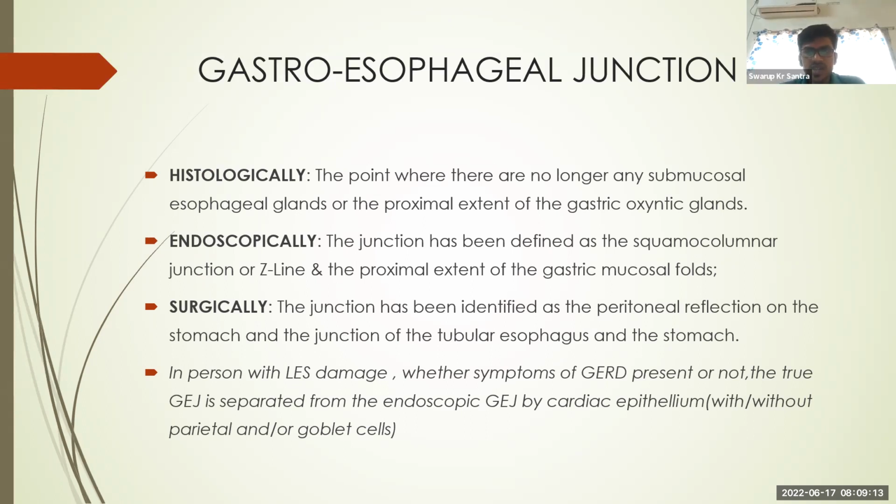Endoscopically, the junction has been defined as the squamocolumnar junction or Z line, the proximal extent of the gastric mucosal folds. Surgically, it has been defined as the junction where the peritoneal reflection on the stomach meets the junction of the tubular esophagus and the stomach. In persons with hiatus damage, with or without symptoms of GERD, the true gastroesophageal junction is separated from the endoscopic gastroesophageal junction by cardiac epithelium with or without parietal and or goblet cells.